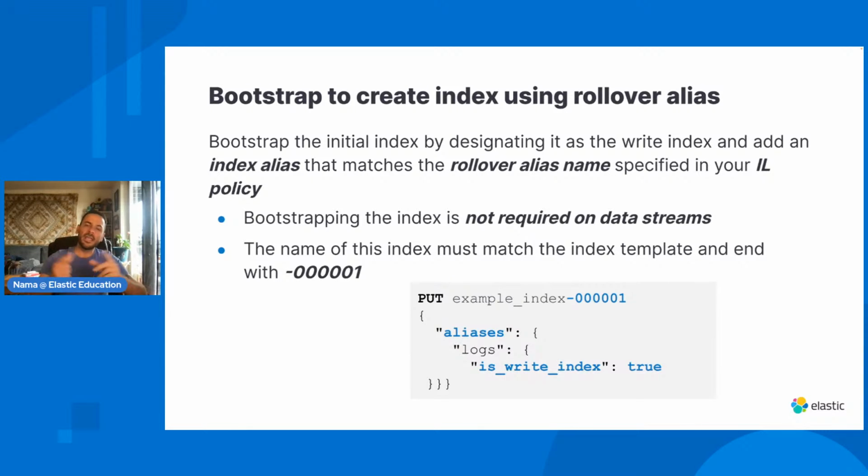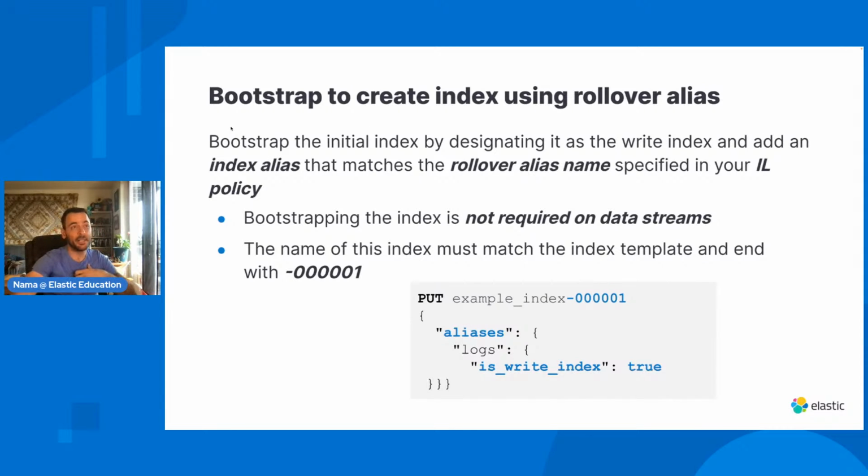Somebody might ask, well, why can't I put this in my template? Well, that means the template, any new index comes in, that alias is supposed to point to that one. So this is a one-time thing that we do. After this, then we can just start communicating with it using the alias name. All right. That's how to do it with rollover alias.